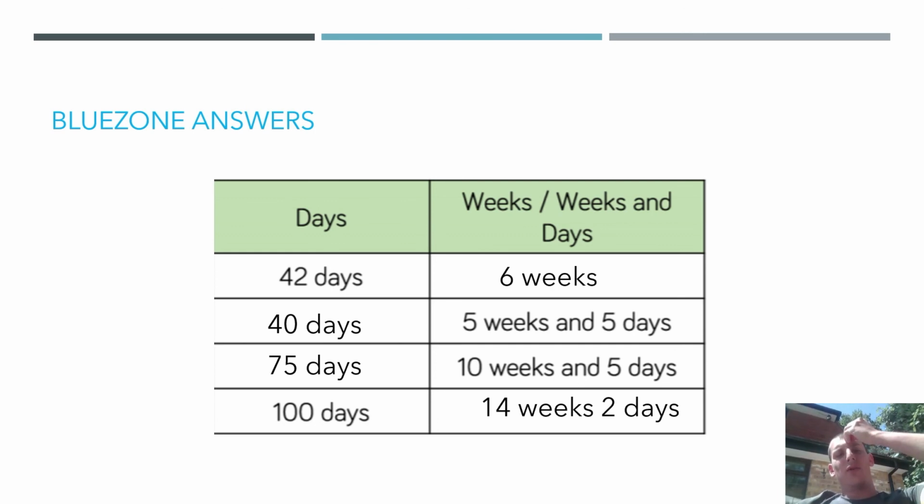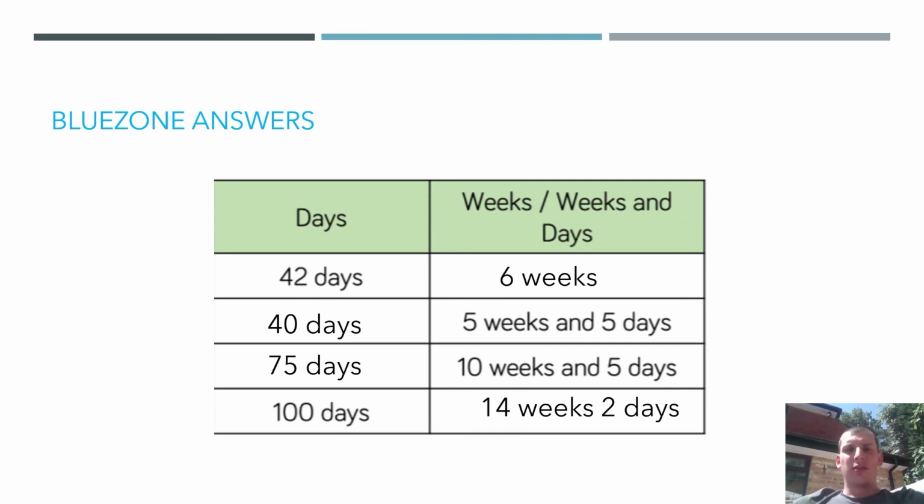Excellent. So in 42 days there are exactly 6 weeks. In 5 weeks and 5 days there are 40 days. In 10 weeks and 5 days there are 75 days. And in 100 days there are 14 weeks and 2 days. And to work that last one out, you would just do 14 times 7, which is 98. And then you've got 100 days, so you've got 2 left over. Excellent. Blue Zone, if you struggled, don't worry. Just watch the video again or send me an email so I can give you some help. That is all you need to do.